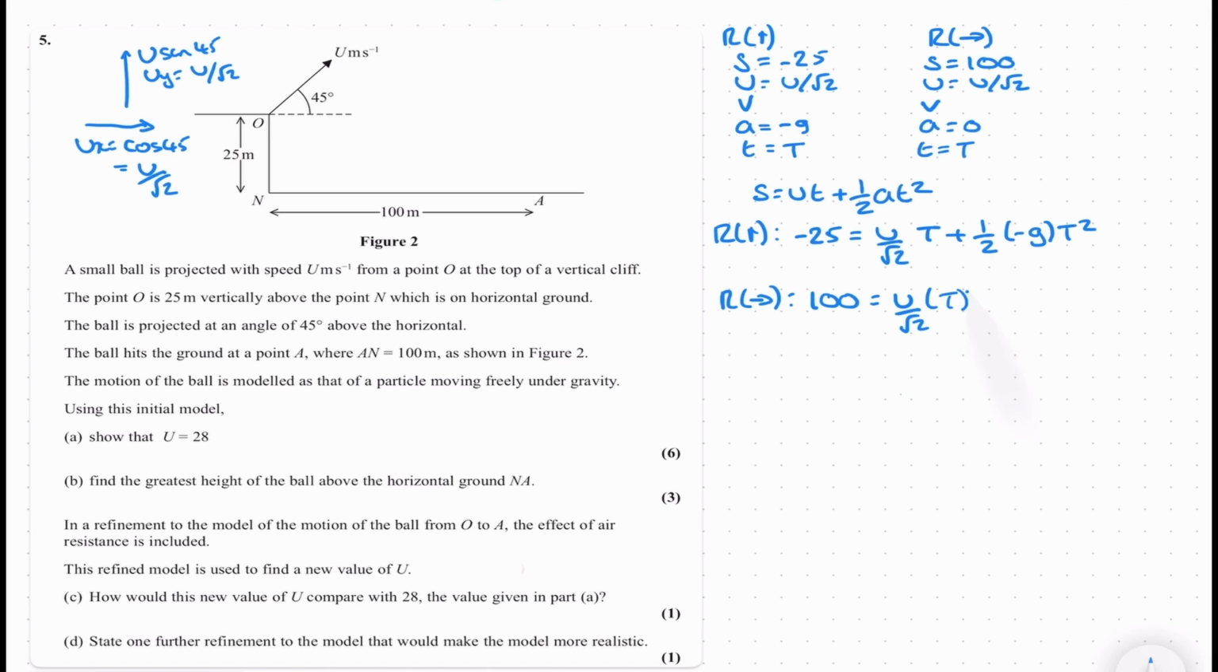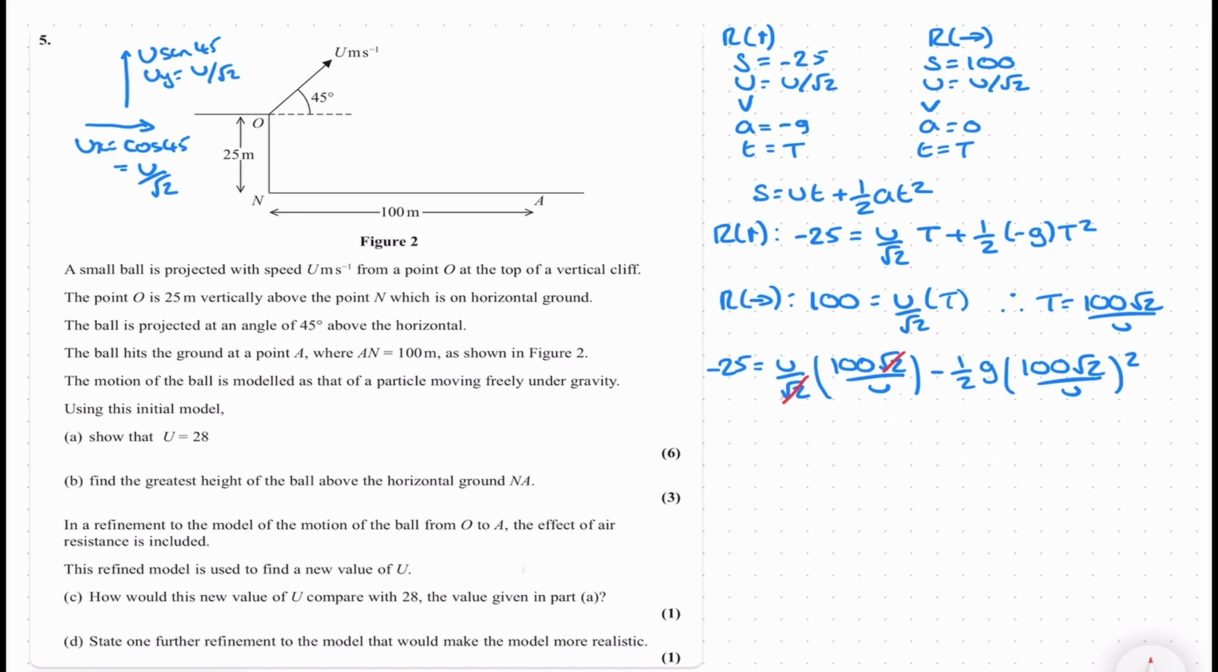So now we've got two equations with two unknowns. What we can do is make t the subject of the horizontal equation, and then substitute that expression for t into our vertical equation. So therefore, t will equal 100 root 2 over u. Then we'll substitute this into here and here. So negative 25 will be u over root 2 multiplied by t minus 1/2 of g times the t squared.